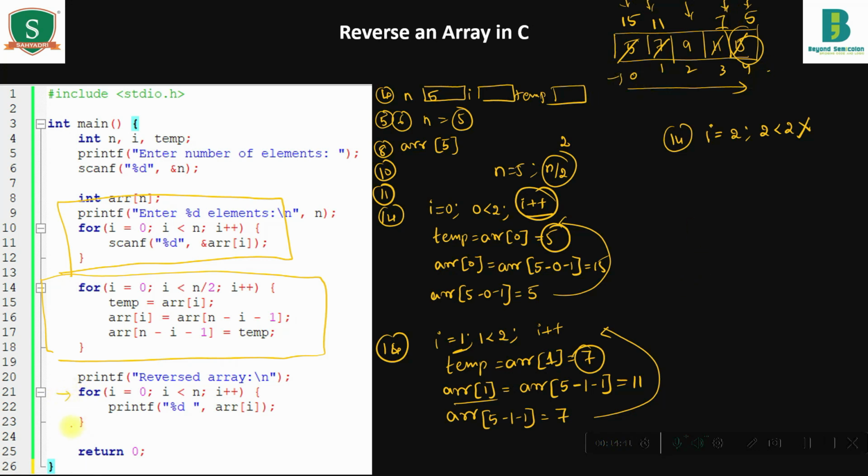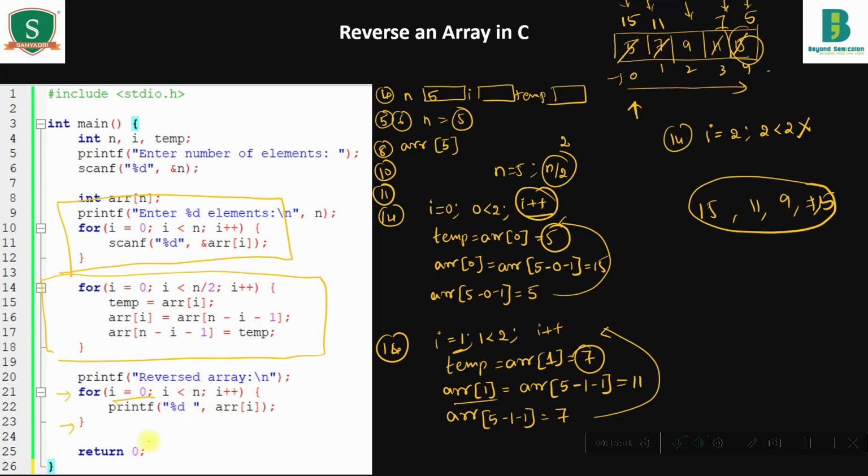Now we are printing the array. So when you are trying to print the array, I is equal to 0. First the 0th value 15 will be printed, then 11 will be printed, 9 followed by 7 and 5. So this is how we reverse elements in the array.